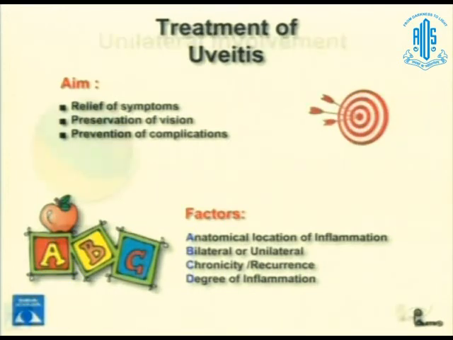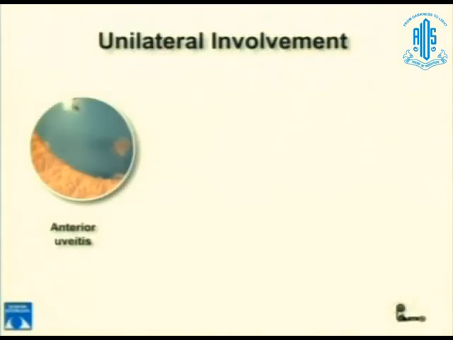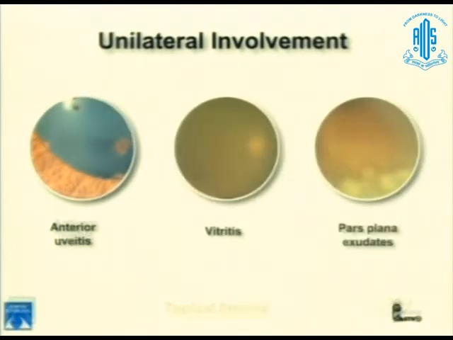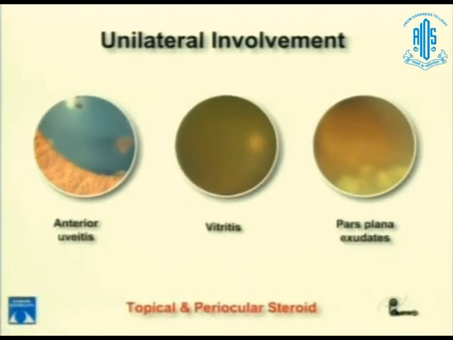We'll see with the help of one example. This patient has presented to you with anterior uveitis. Unilateral involvement. What will be your treatment? You will start topical steroid. If the inflammation is severe, you will use topical steroid frequently. If it is less, then you will use it 4 to 6 times a day. Correct? Now the same picture, same kind of slit lamp picture, but there is vitritis and pars plana exudate. The anatomical location is changing, unilateral involvement. You will treat with topical and periocular steroid.